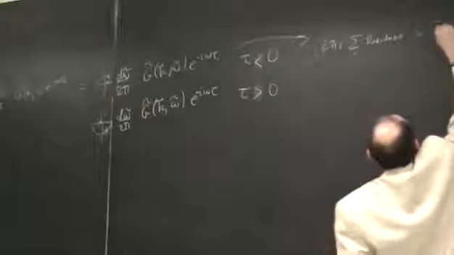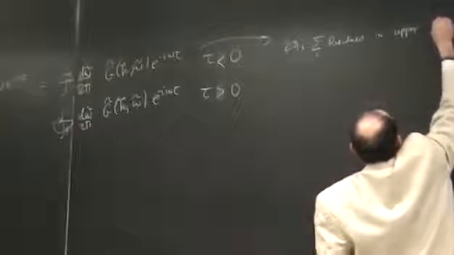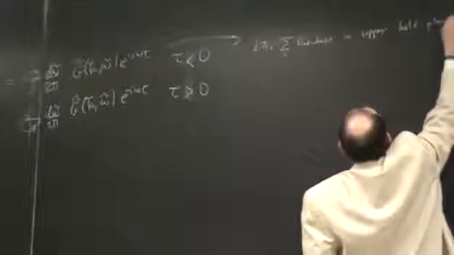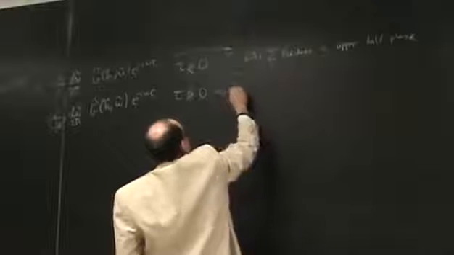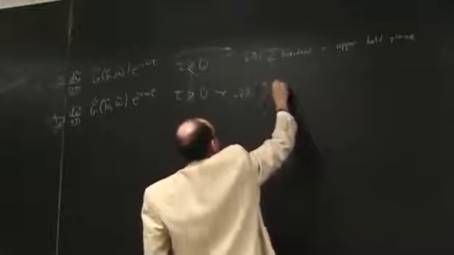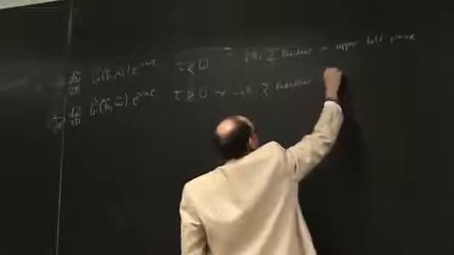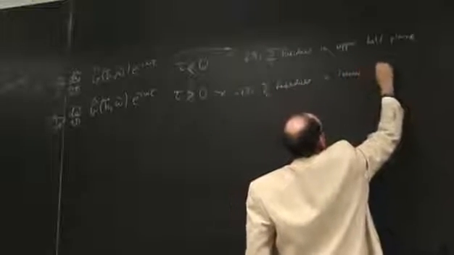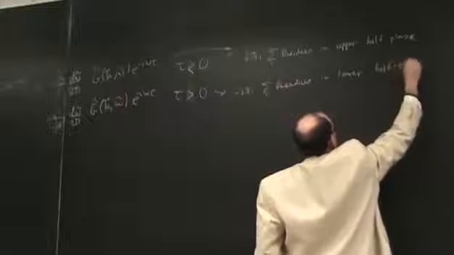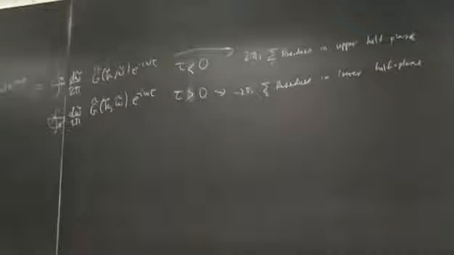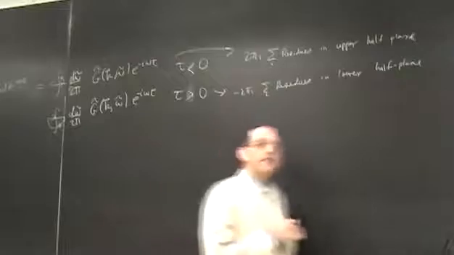in the upper half plane of the complex omega plane. And this is minus 2 pi i times the residues in the lower half plane. And the residues are related to the poles. So what we discussed when we were talking about linear response theory is that a causal response will have its poles in the lower half of the complex omega plane.